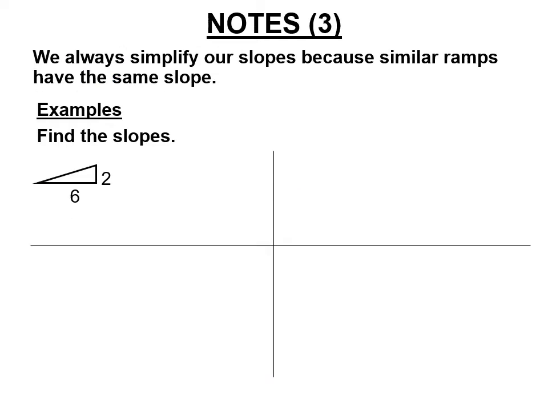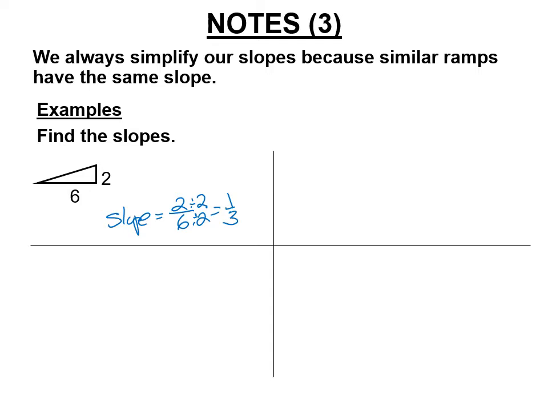Okay, so let's find the slope here. Now, it is not 2/6. Why is the slope not 2/6? Because you always have to simplify your fractions, and so the slope here is 1/3. Well, what does that mean?